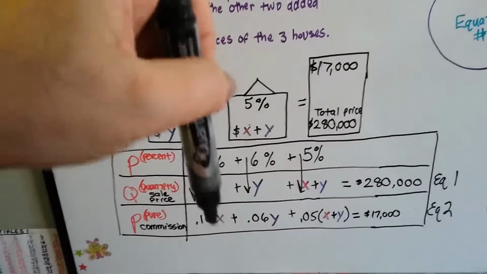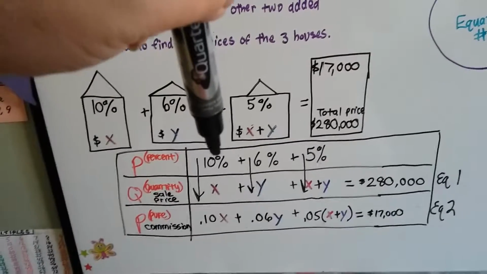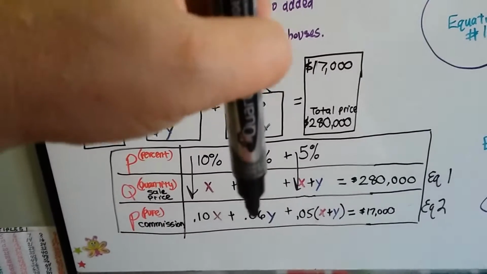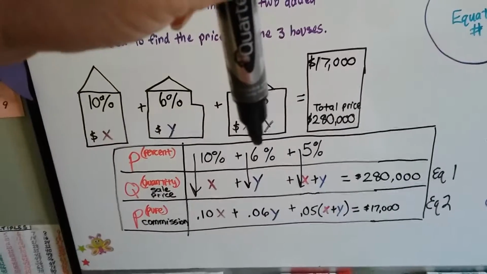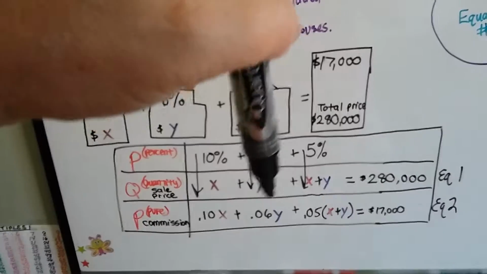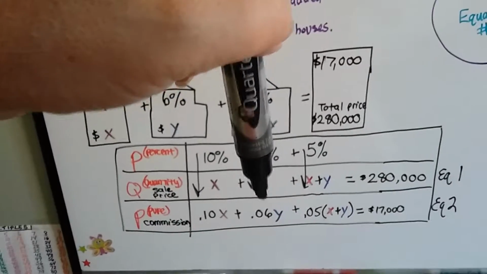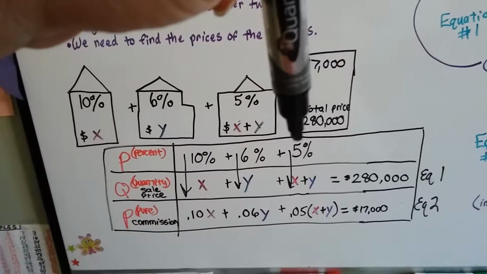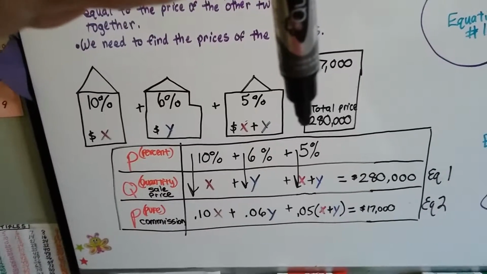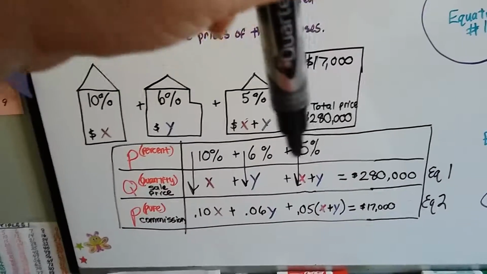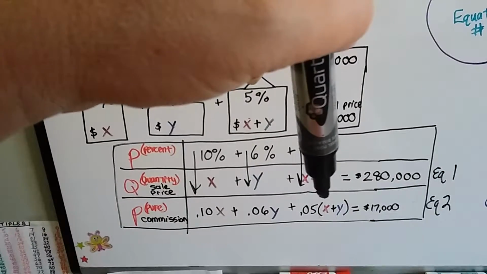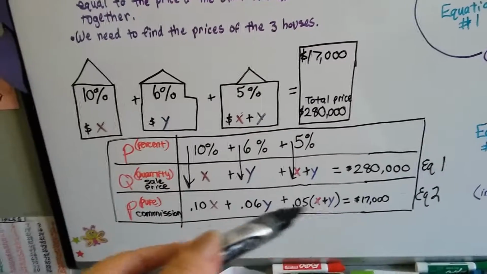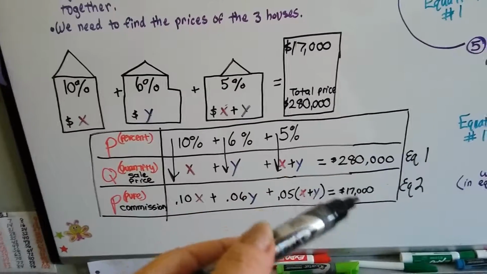We're coming straight down. 10 times x would be 10x, but because it's a percentage, we got 0.10x. See? 6 times y would be 6y, but because it's a percentage, we've got 0.06y. That's what 6% is as a decimal, 0.06. And for the 5% one, 5% written as a decimal is 0.05, so 5% times the x plus y becomes 0.05 in parentheses x plus y. And we know that these commissions equaled $17,000. So there we have equation 1 and equation 2.